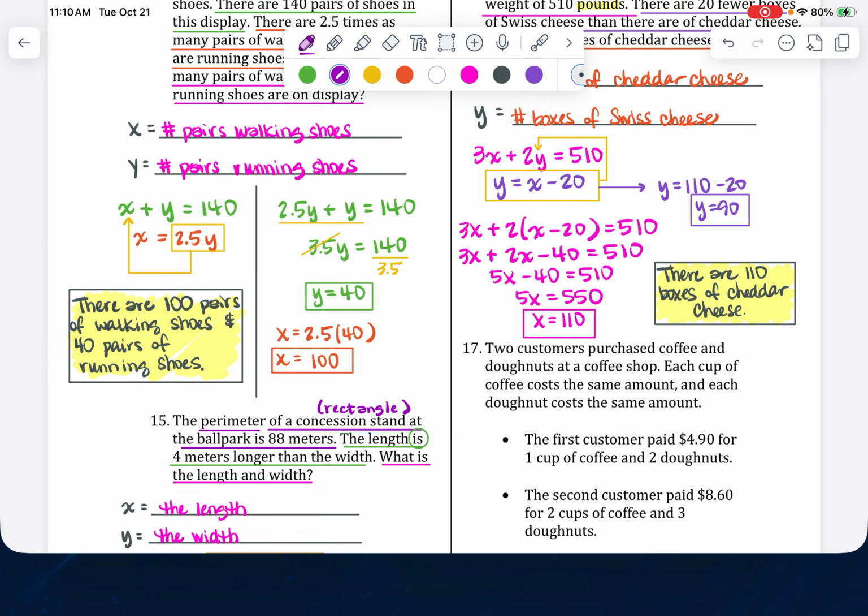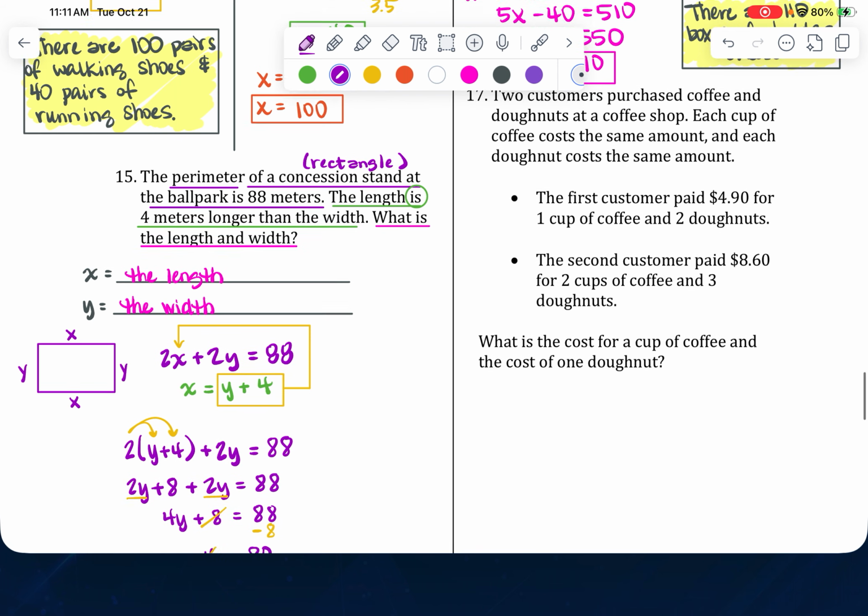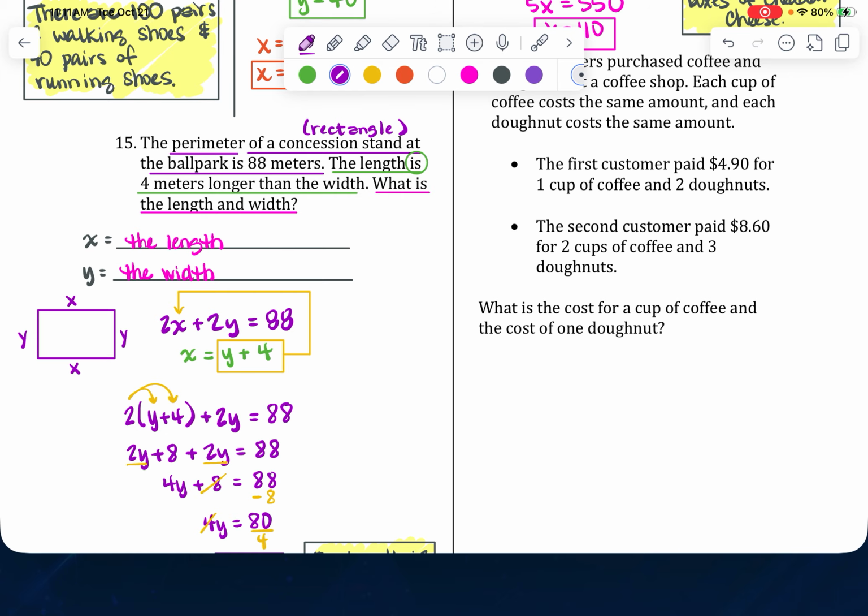All right, last but not least, number 17. 2 customers purchased coffee and donuts. Each cup of coffee is the same amount and each donut costs the same. Okay, so let's see. The first customer paid $4.90 for a cup of coffee and 2 donuts. The second customer paid $8.60 for 2 cups of coffee and 3 donuts. What is the cost of each cup of coffee and donut?